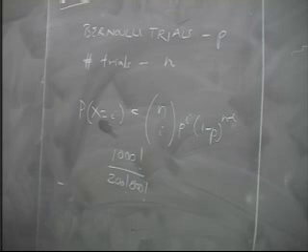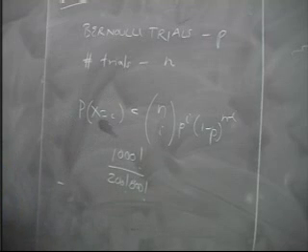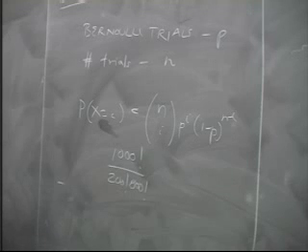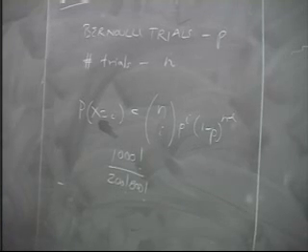And the second thing we're going to do is take the number of trials, n, as going to infinity. What that means is that we then get a continuous distribution. When you get a continuous distribution, it turns out that we can use a different formula, and that is the normal distribution. So there are two different ways in which we are looking at the approximation to the binomial.